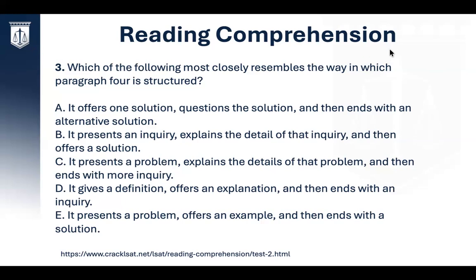Okay, let's keep C on the list. D, it gives a definition, offers an explanation, then ends with an inquiry. I don't see a definition. I mean, I did give you a definition of the word conundrum, but that wasn't on the page. So I think you can eliminate D. E, presents a problem, offers an example, then ends with a solution. So every single one that says that ends with a solution, there's no solution, right? So you can automatically eliminate A, B, and E because they all say that it ends with a solution.